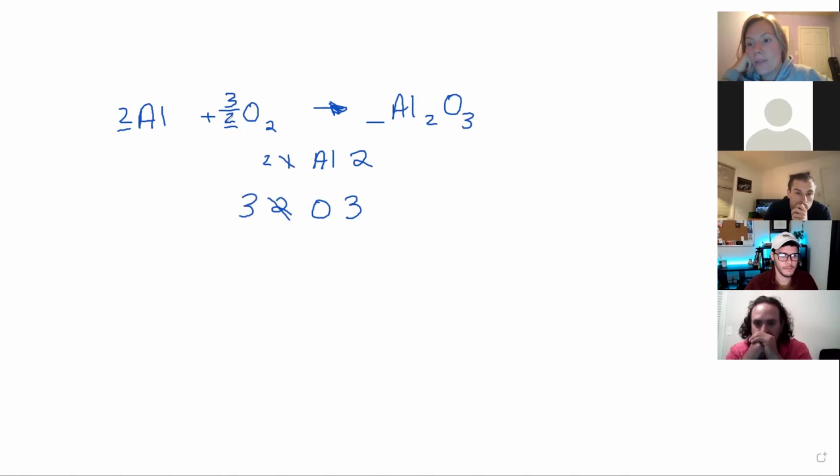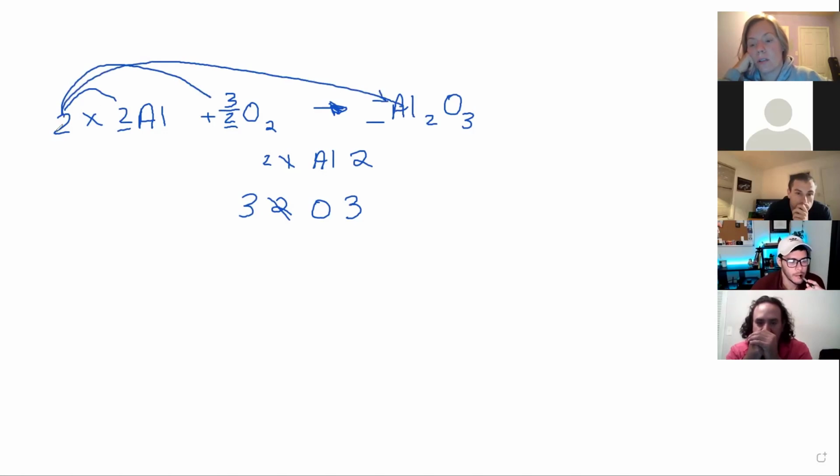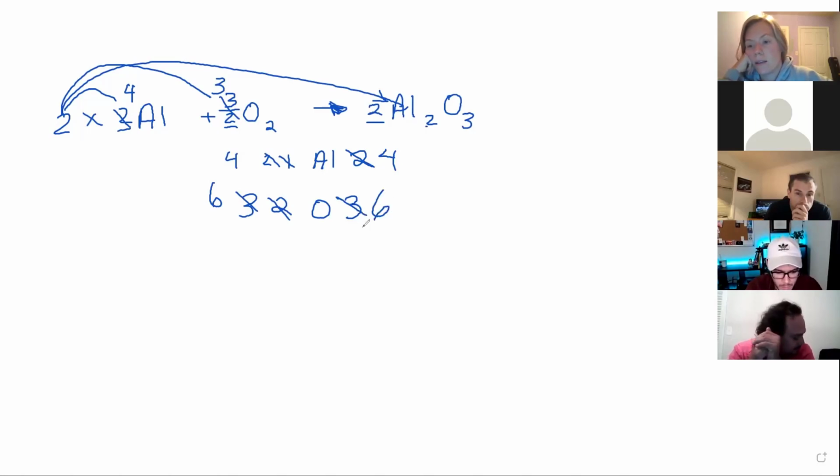Now we don't like halves. So what I want to do is multiply everything by 2. Multiply this by 2. That's going to apply to this coefficient, and this coefficient. So this becomes a 4. This becomes a 3. And this becomes a 2. Now let's add it up. Aluminum, we're going to have 4 aluminums. We're going to have 6 oxygens. Over here, the 2 goes times the 2. That gives me 4 aluminums. The 2 goes times the 3. That gives me 6 oxygens, and I'm done.